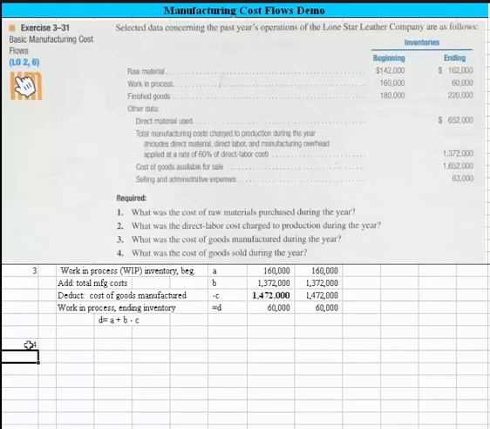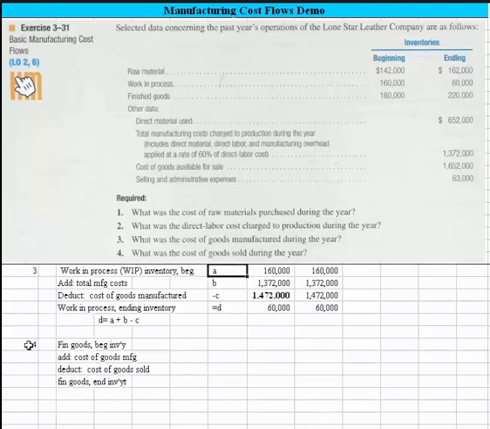Okay, now let's answer the fourth one. What was the cost of goods sold during the year? Well, cost of goods sold is much the same approach. This time we're talking about finished goods. What was in beginning inventory? I'm going to abbreviate a little bit here. We're going to add cost of goods manufactured. Then we would deduct the cost of goods sold, which is the next step, if you will. Cost of goods in the production process. After we've manufactured it, we sell it. And that would derive the finished goods ending inventory.